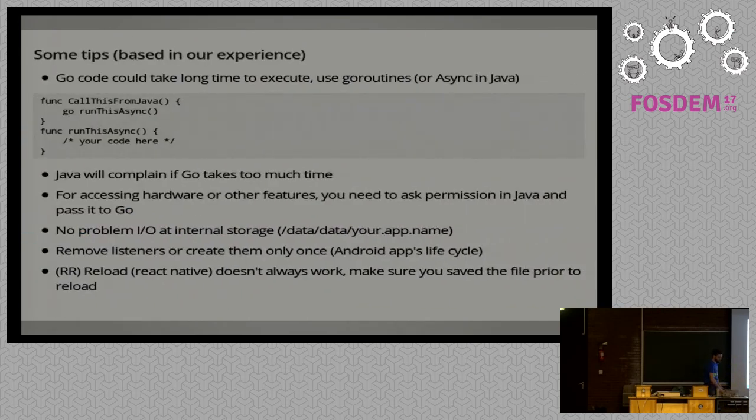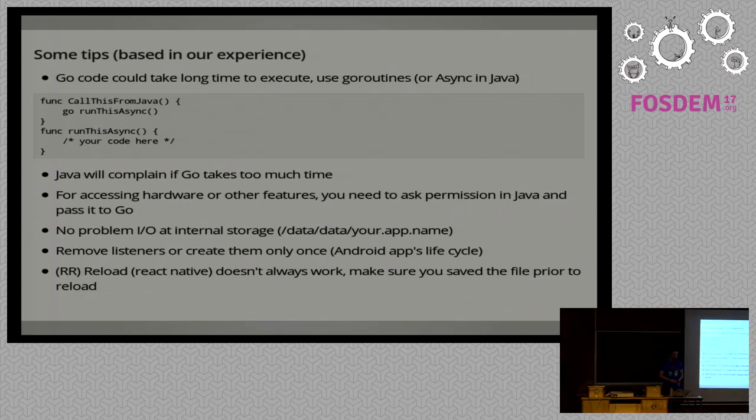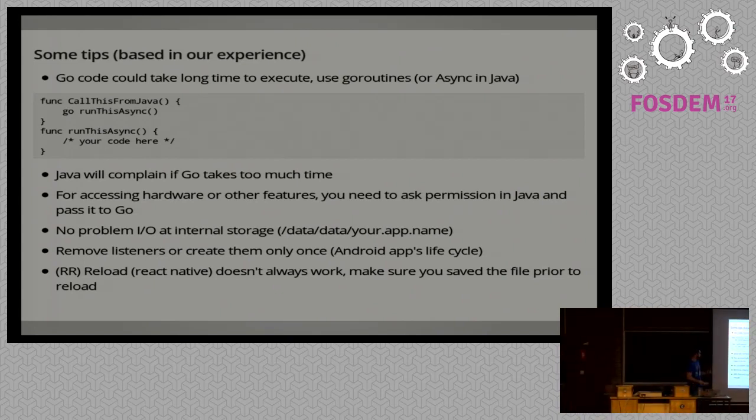Some tips based on our experience. Go code may take some time, if you are doing some big calculation or something. In our case, it was communication with the device, which could take some time to get a response. And Java will complain. To avoid that, you could use a goroutine. Once you call your Go code from Java, you just start a routine, so the function returns directly to Java and you don't get another complaint. Or use an async class in Java for that.